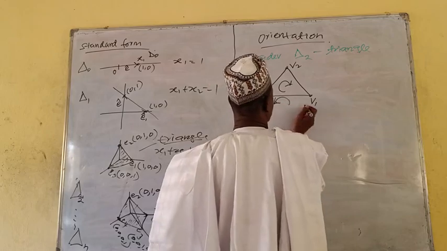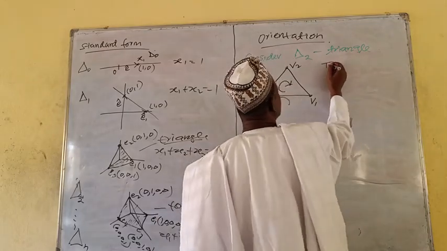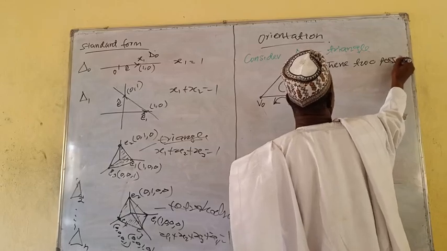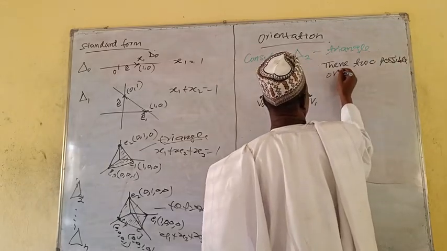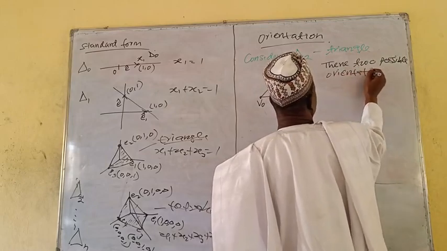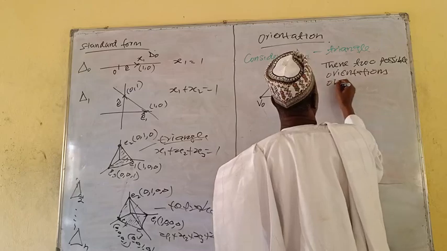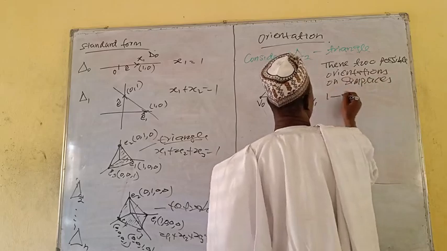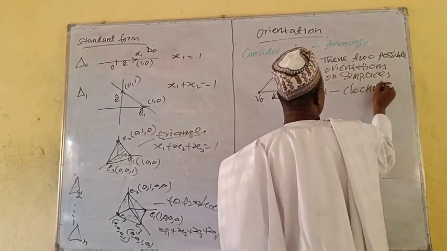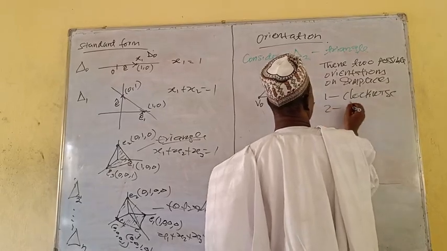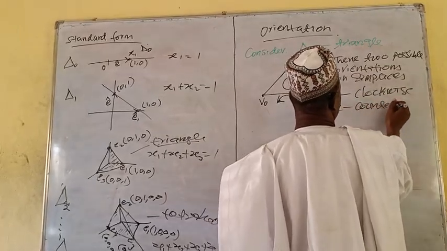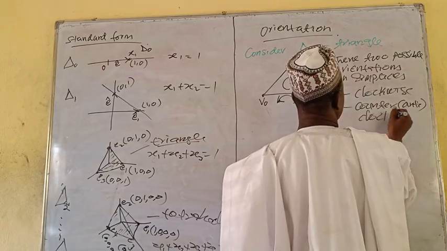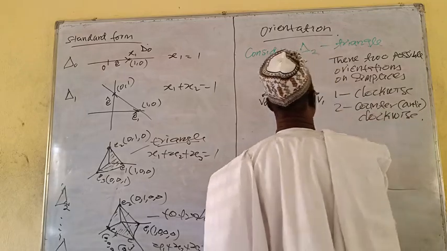It's called counter. Also, there are two possible orientations on simplices. Number one is clockwise. Number two, I'll call it counter, or some call it anti-clockwise. Okay.